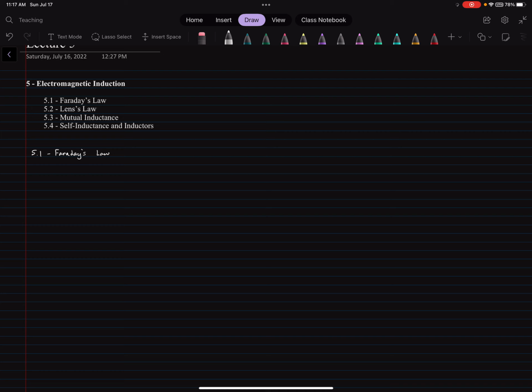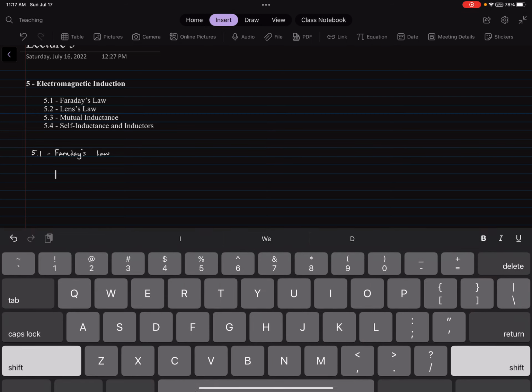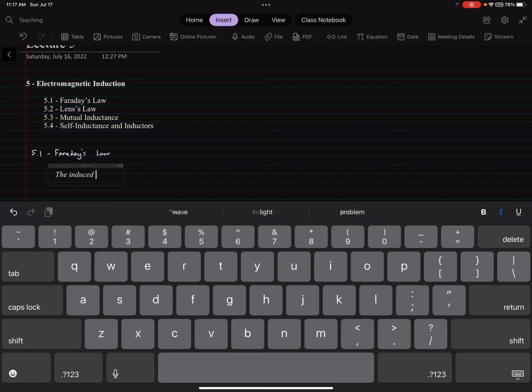Faraday's law of induction states, in words, that the induced EMF in a closed loop equals the negative of the time rate of change of magnetic flux through that loop. What does that mean? The induced EMF in a closed loop, this induced voltage source, by what I've been loosely saying is just waving magnets around, that EMF that is induced in a closed loop is equal to the negative of the time rate of change of magnetic flux through that loop.